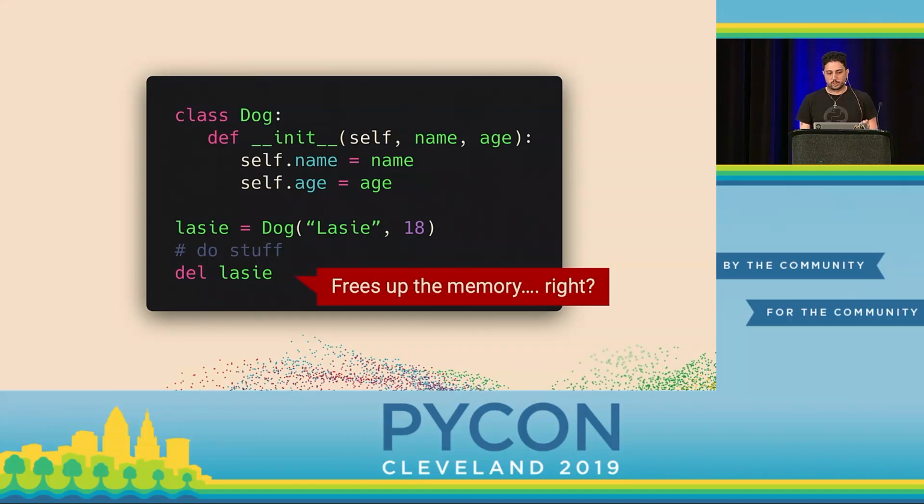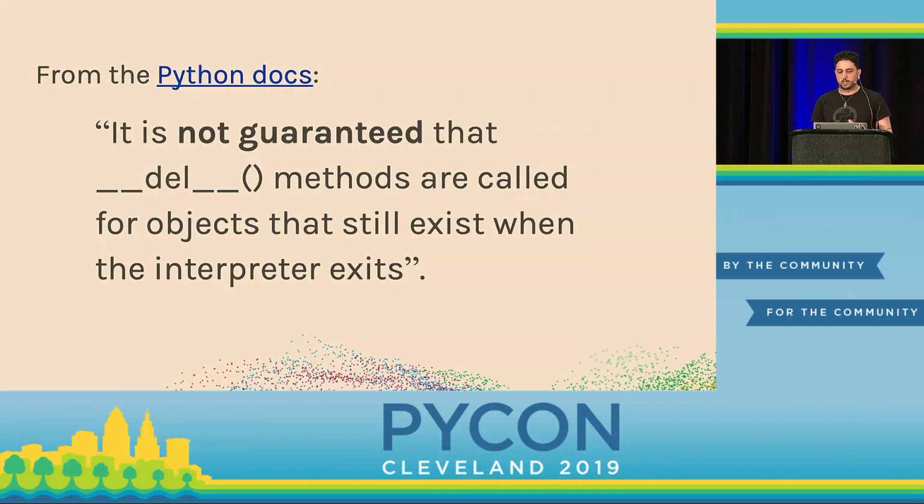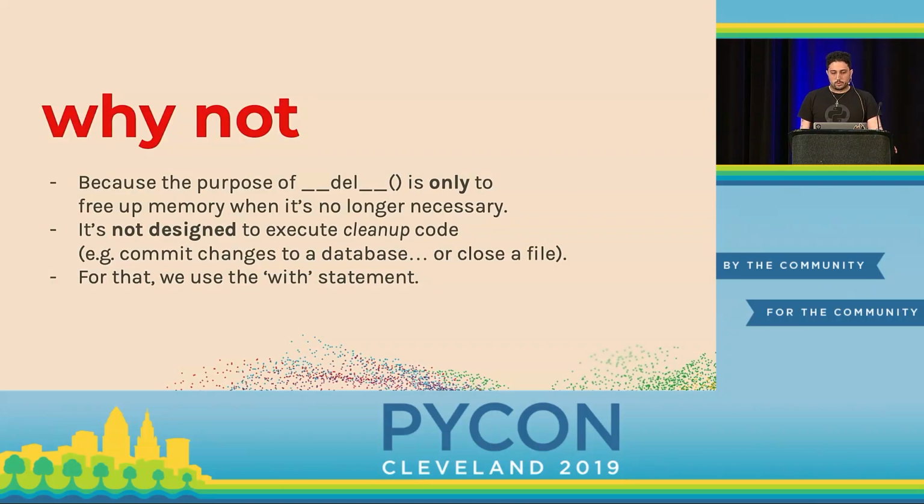It's actually a bit more complicated, because if we go to the Python docs, we will see that it's actually not guaranteed that the __del__ method is called, especially when the interpreter exits. Usually it's actually called, but we cannot rely on that method to be called. Why not? Well, the purpose of the __del__ method, which is called the finalizer, is only to free up memory when it's no longer necessary. So we should not rely on this method to do some kind of cleanup of resources. We have other approaches in Python, particularly with the with statement and context managers, that will help us with these things. So for example, if you are going to close a file or finish a database connection, you should use a context manager and not __del__.